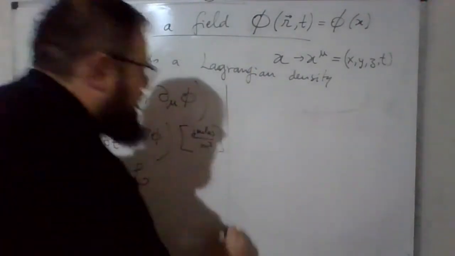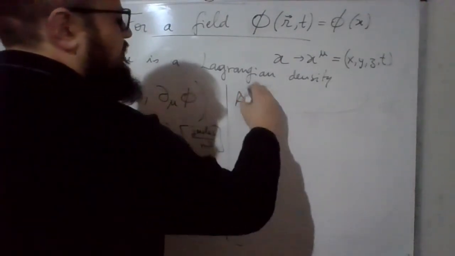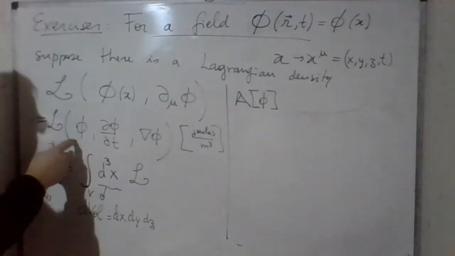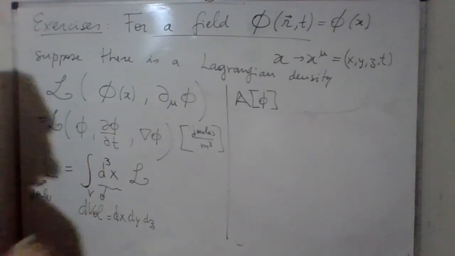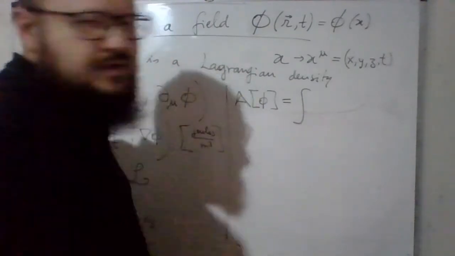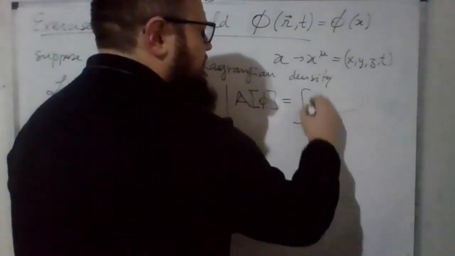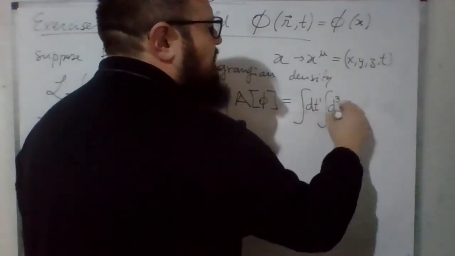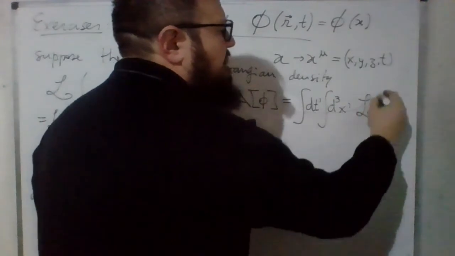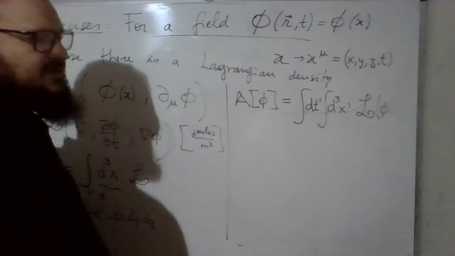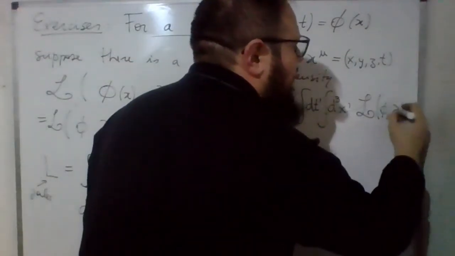the action of this situation is an action depending on the field. Of course, the field enters the problem through the Lagrangian density, and the action corresponds to an integral over dt prime, let me write dt prime, over d3x prime, of the Lagrangian density, which depends on the field phi and its partial derivatives.